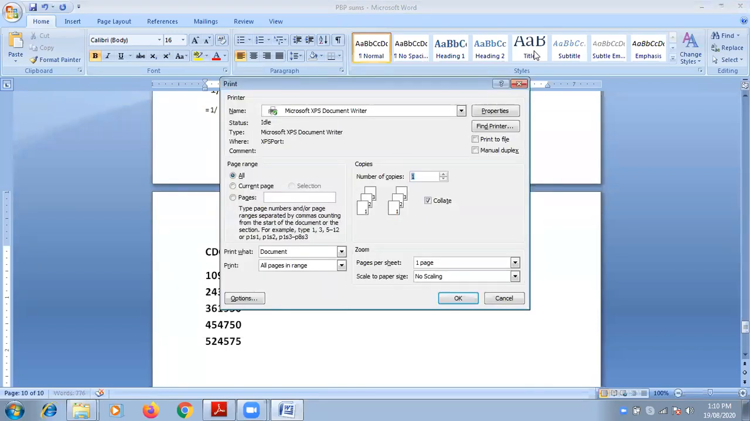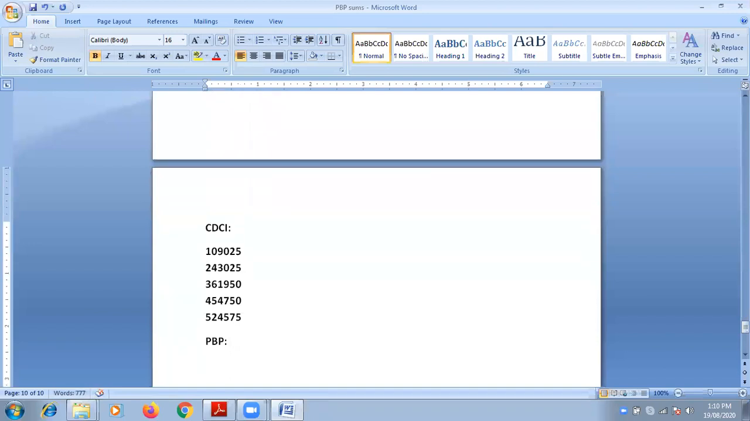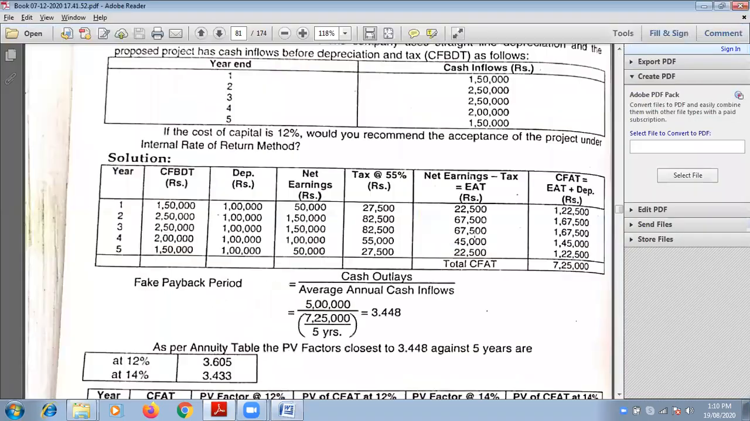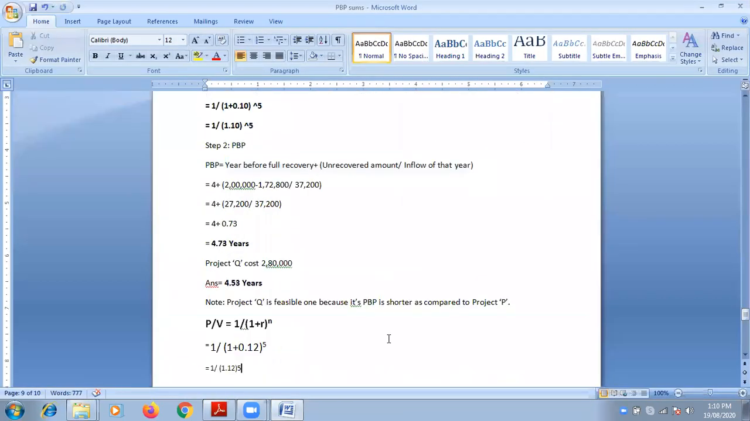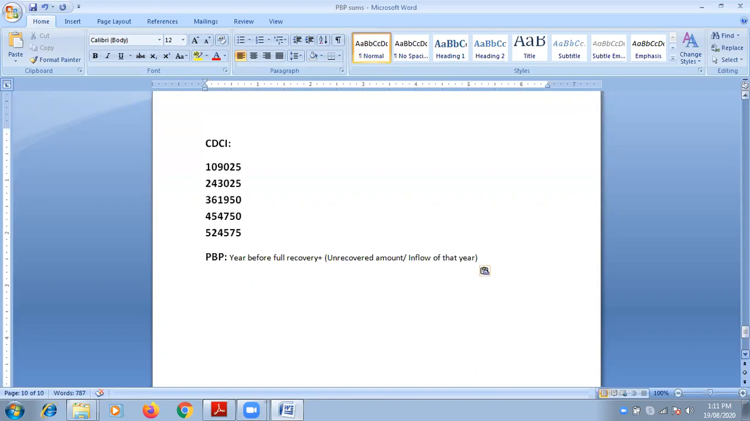PBP is the second step. Write down step number 2, PBP. What is the formula for PBP? Wait, I'll copy it down. The formula for PBP is year before full recovery plus unrecovered amount upon inflow of that year. This is the formula. I hope you can see the screen.